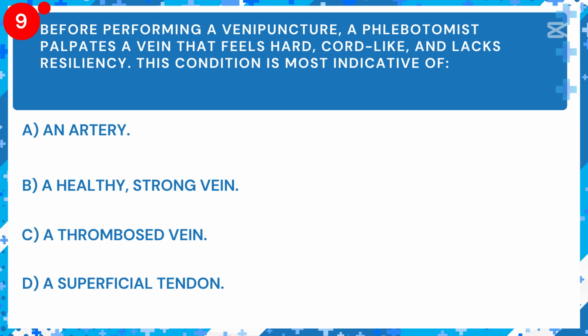Question 9. Before performing a venipuncture, a phlebotomist palpates a vein that feels hard, cord-like, and lacks resiliency. This condition is most indicative of A. An artery. B. A healthy, strong vein. C. A thrombosed vein. D. A superficial tendon.